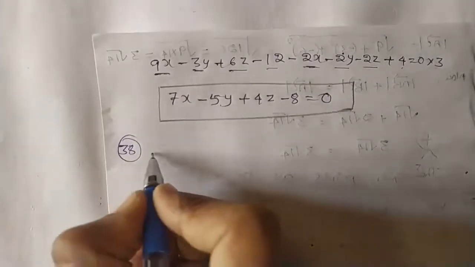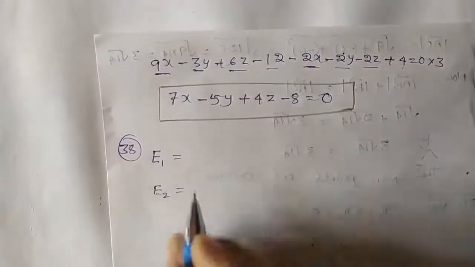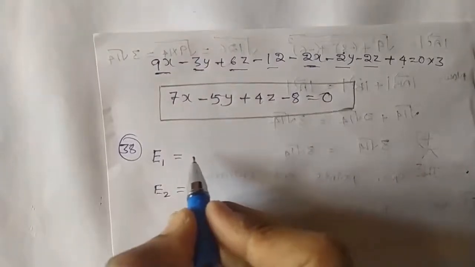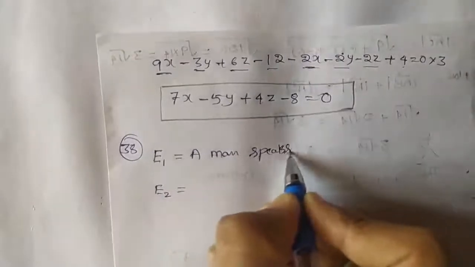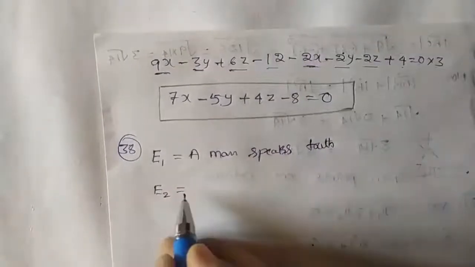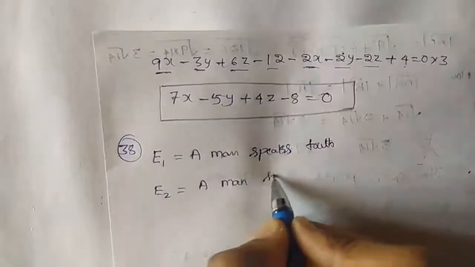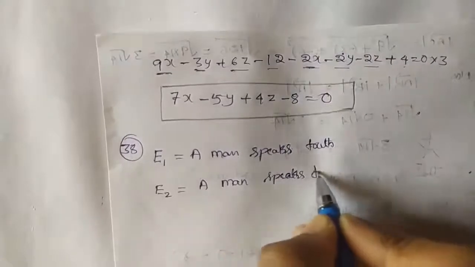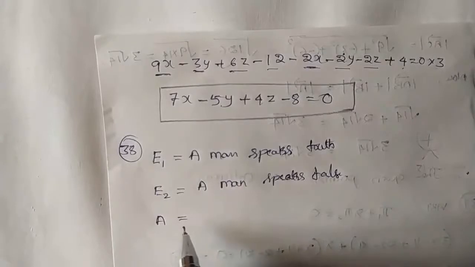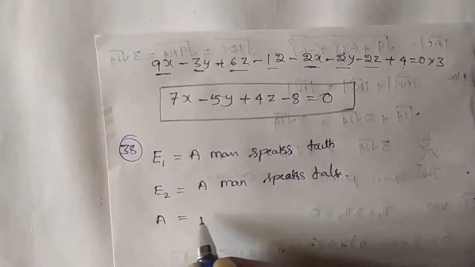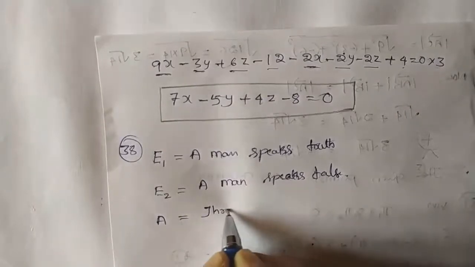Let us define the events. Event E1 and event E2. Event E1 says that a man speaks truth. Second event, E2, let us define that a man speaks false. Next, let us define one event A: throwing a die, getting a 6.